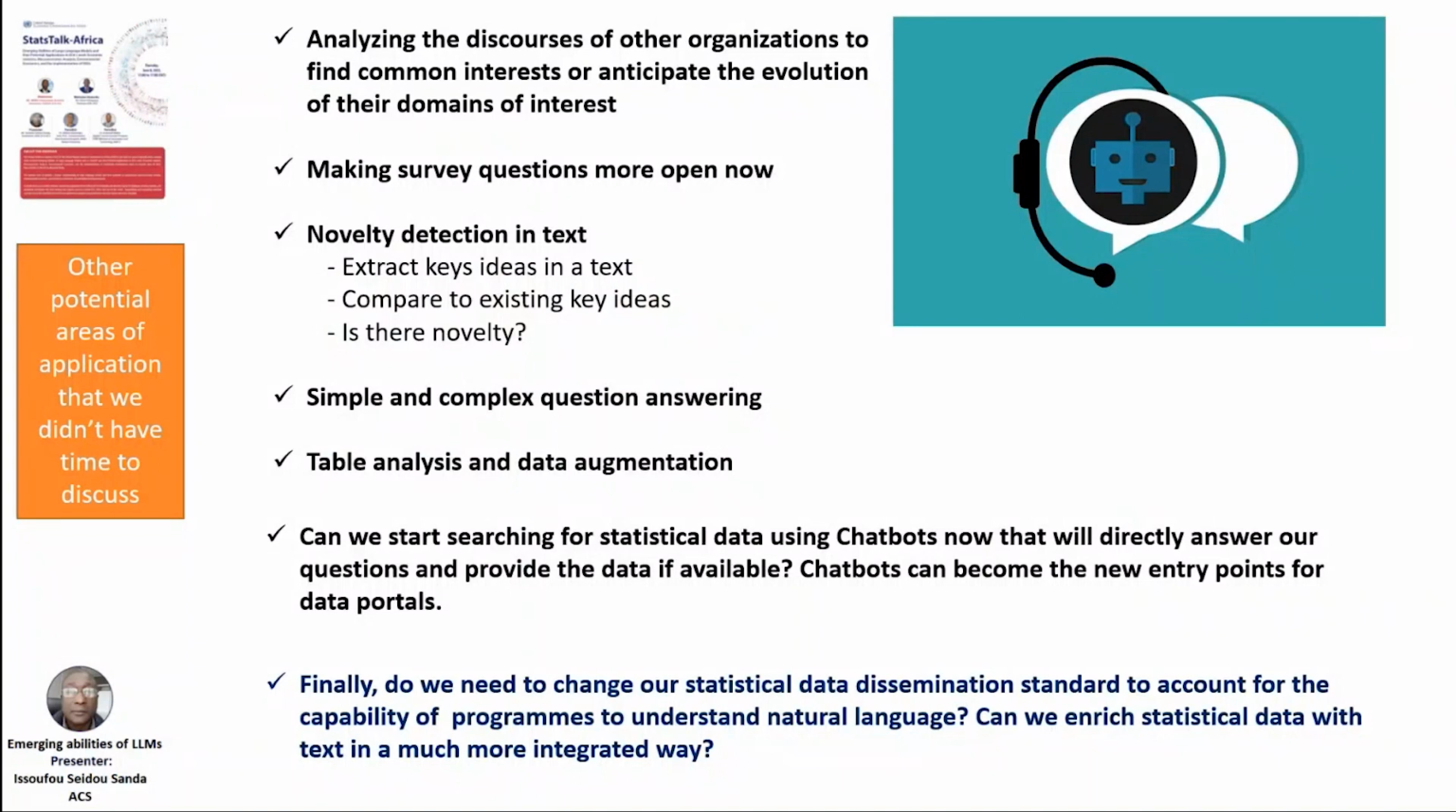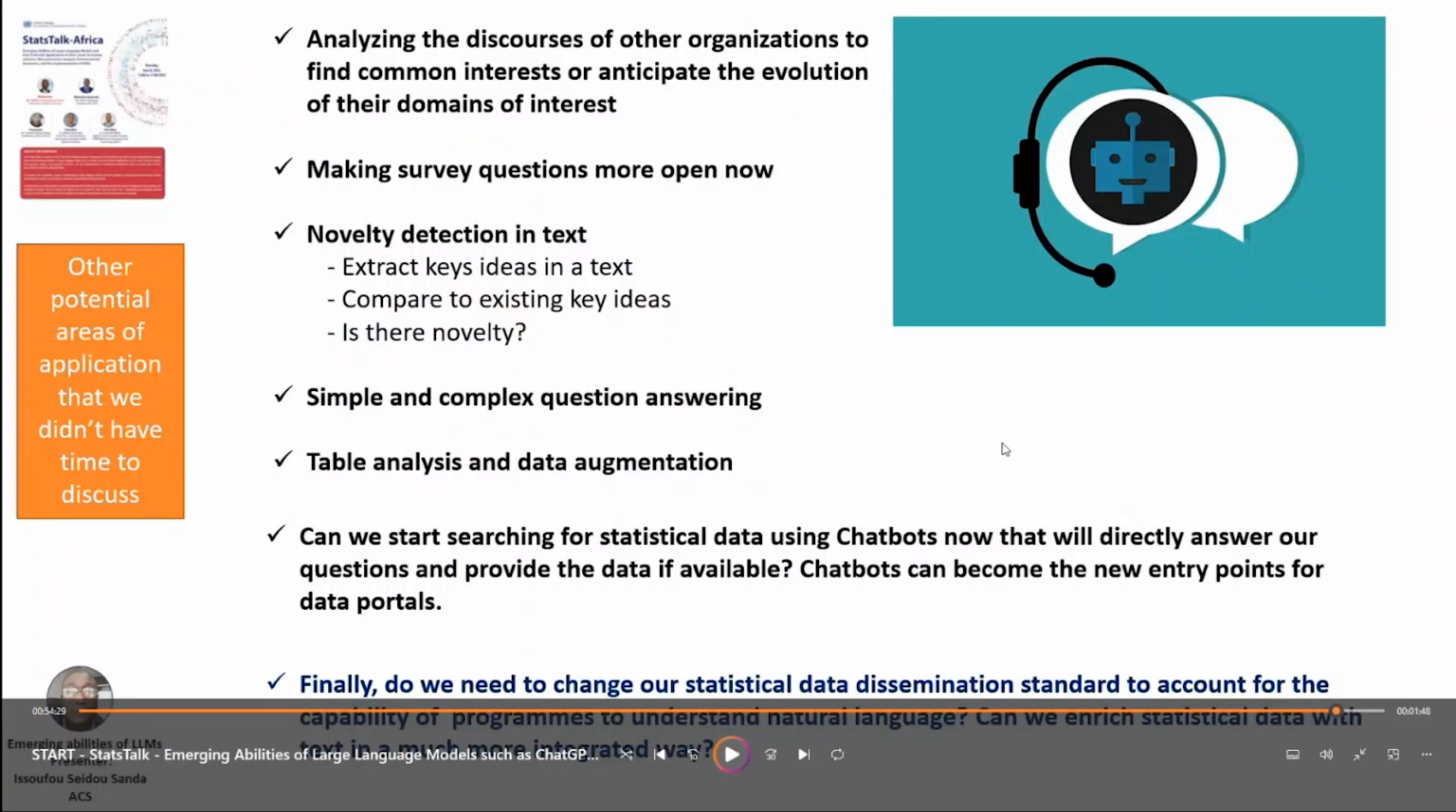And these last two are very important for us as statisticians. The first thing is, can we start using chatbots to search for statistical data? Because it makes it easier rather than going and navigating and not finding the data. I can ask, where can I find this data? If the data are there, they will say you can find them here. And if they are not there, it says, no, sorry, these data are not published yet.